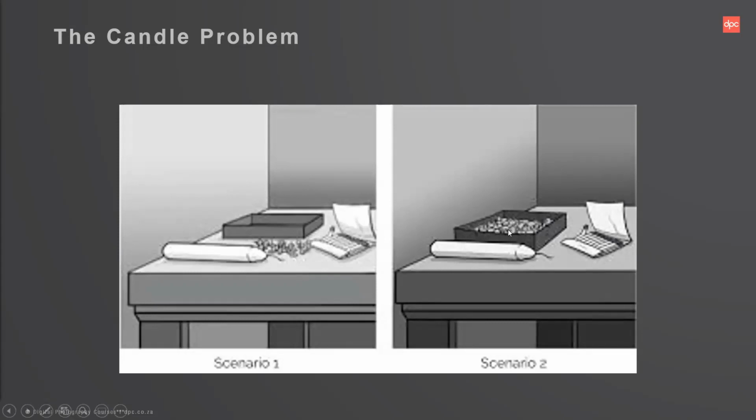And then it looked like the box's job was to hold the tacks together, not that it was one of the resources you had available to you. So depending on how creative you were and how able you were to literally think out of that box would determine how well you solve the problem. But that's a form of functional fixedness.